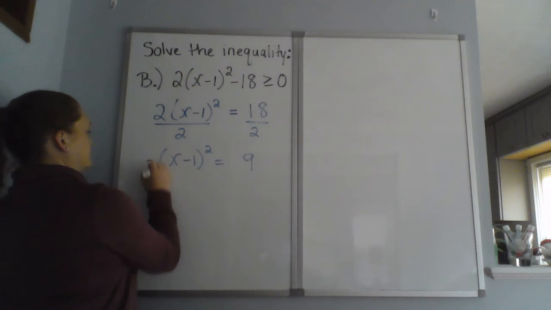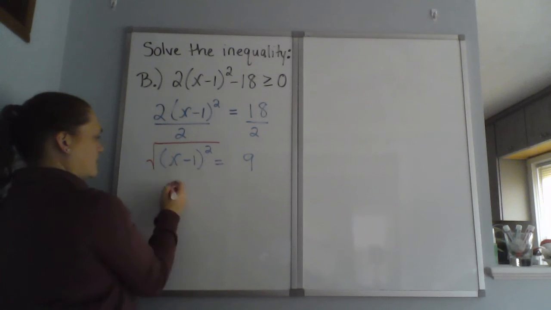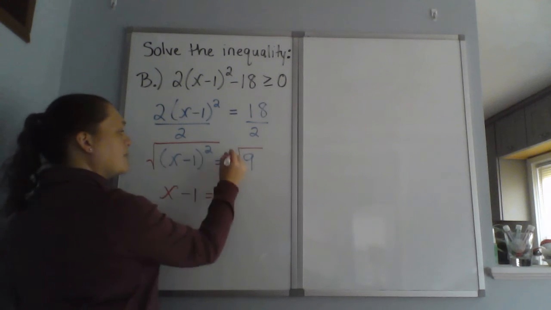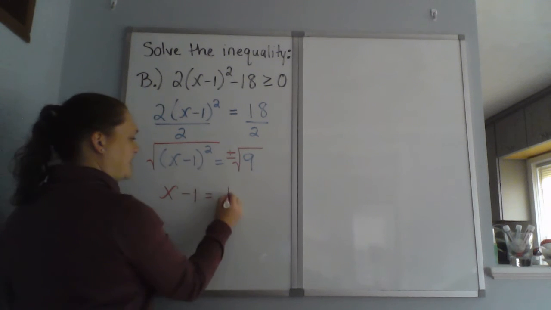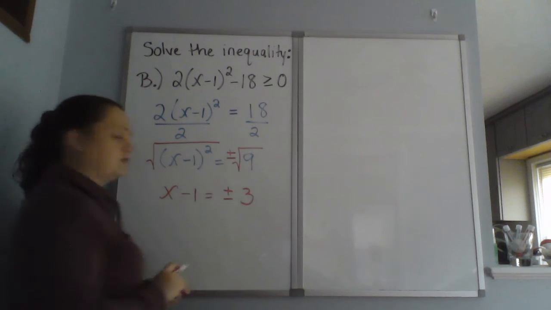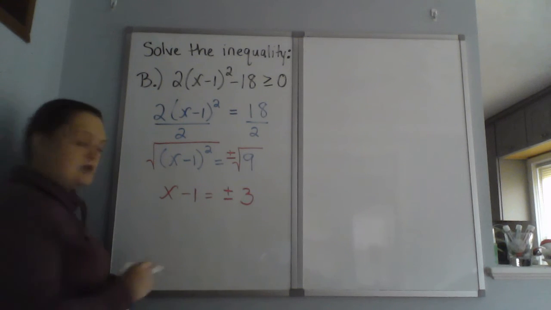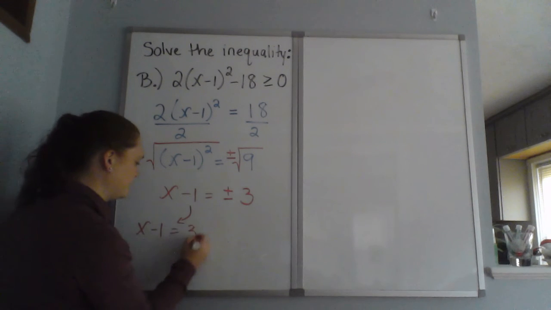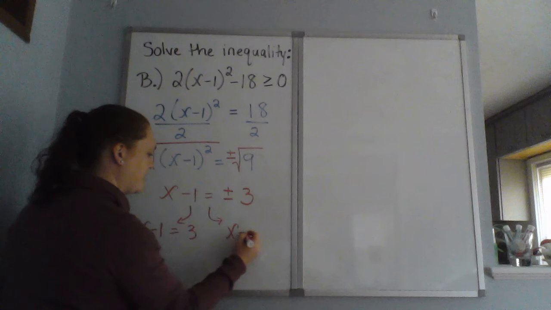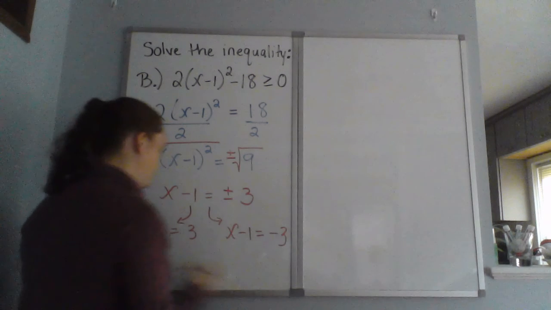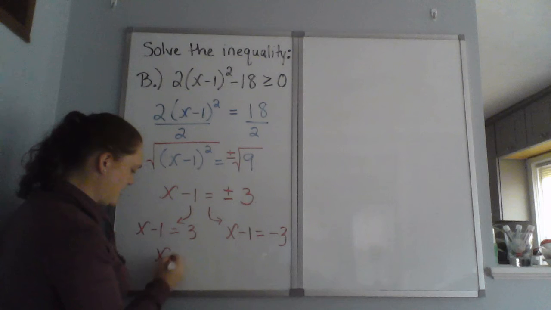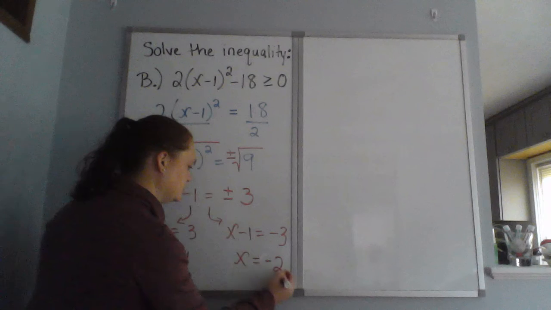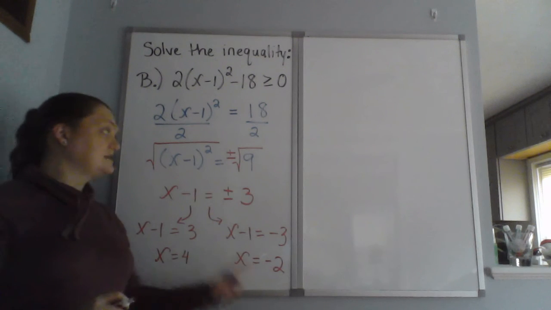If I square root the left, that'll make the parentheses squared go away and leave me with x minus 1. If I square root the right, I'm square rooting a number, I need the positive, negative. So I have positive and negative 3 here because the square root of 9 is 3. And I can break this into 2 separate cases. One where x minus 1 is equal to positive 3, and one where x minus 1 is equal to negative 3. Add the 1 over to get x equals 4. Add the 1 over to get x equals negative 2. Okay? So those are the two x-intercepts.